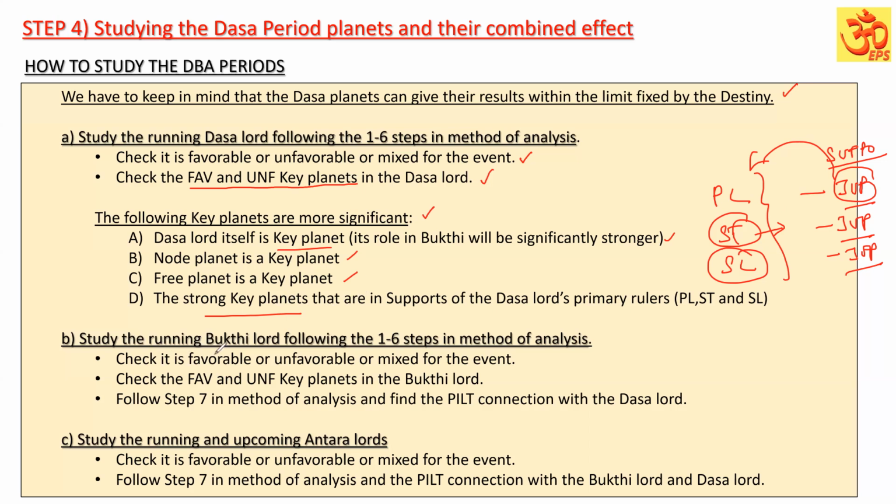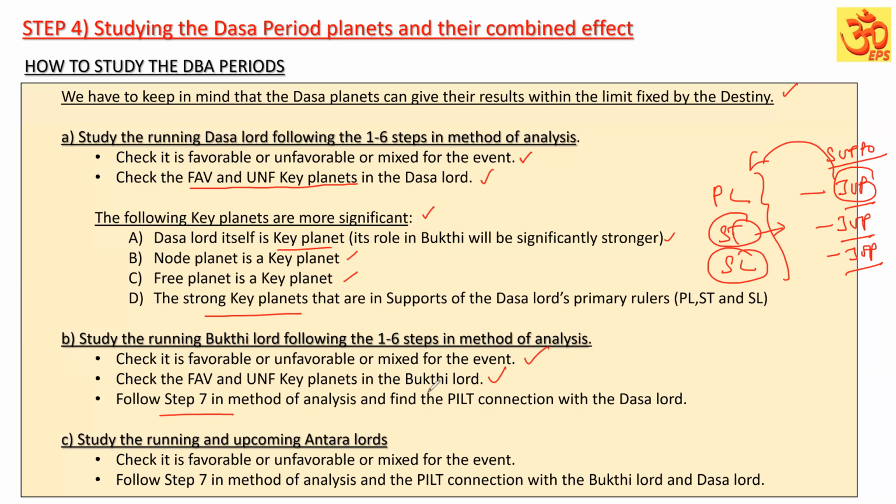Similarly, now study the running Bugdi Lord following the 1 to 6 steps. Check whether the Bugdi Lord is favorable or unfavorable or mixed, and check the favorable and unfavorable key planets in the Bugdi Lord. Similarly, how we studied for the Dasa Lord, we are studying the Bugdi Lord also. Now, only the step 7 is coming into play.